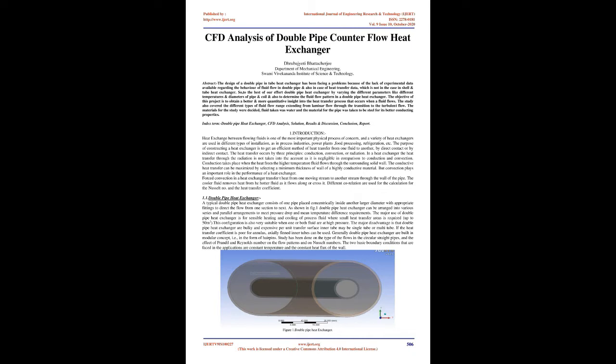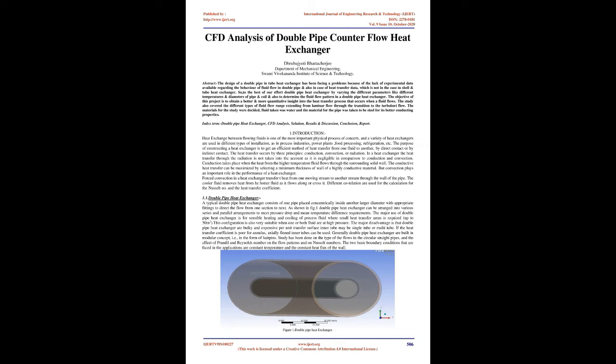1. Introduction. Heat exchange between flowing fluids is one of the most important physical processes of concern, and a variety of heat exchangers are used in different types of installation, as in process industries, power plants, food processing, refrigeration, etc. The purpose of constructing a heat exchanger is to get an efficient method of heat transfer from one fluid to another, by direct contact or by indirect contact. The heat transfer occurs by three principles: conduction, convection, or radiation. In a heat exchanger, the heat transfer through radiation is not taken into account as it is negligible in comparison to conduction and convection.